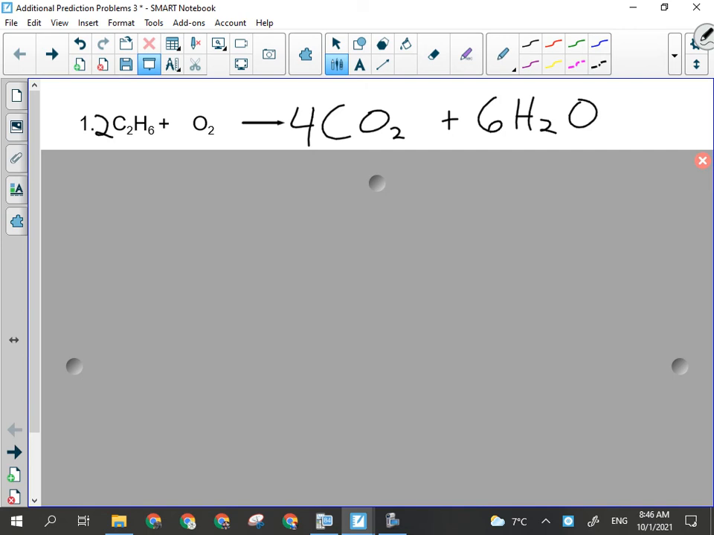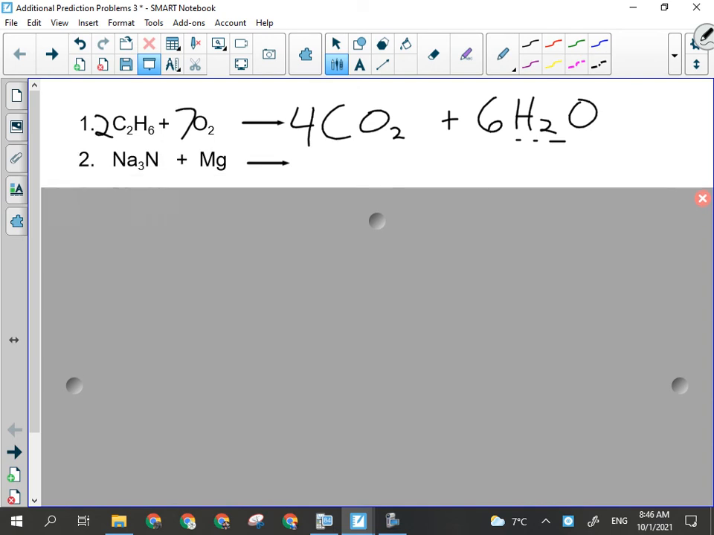So here in the water, I've got 6 oxygens, plus another 8 here in my carbon dioxide for a total of 14 oxygens. What times 2 will give me 14? 7. Done. Okay? So as long as we know the steps, predicting the products of a chemical reaction is pretty formulaic. It's basically just follow the steps, and you can't go wrong.